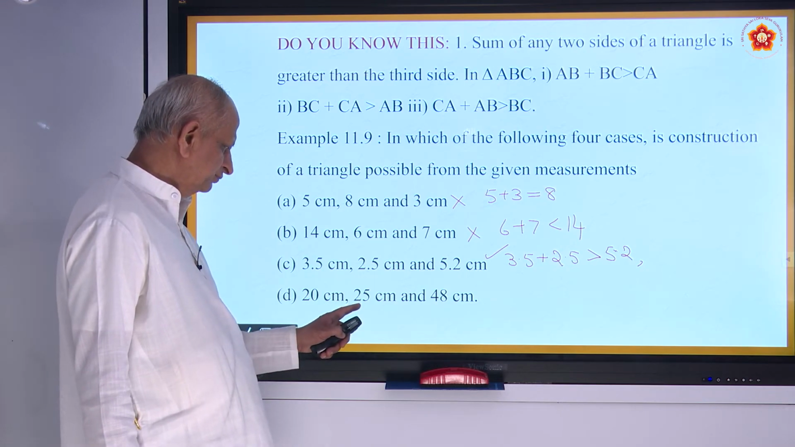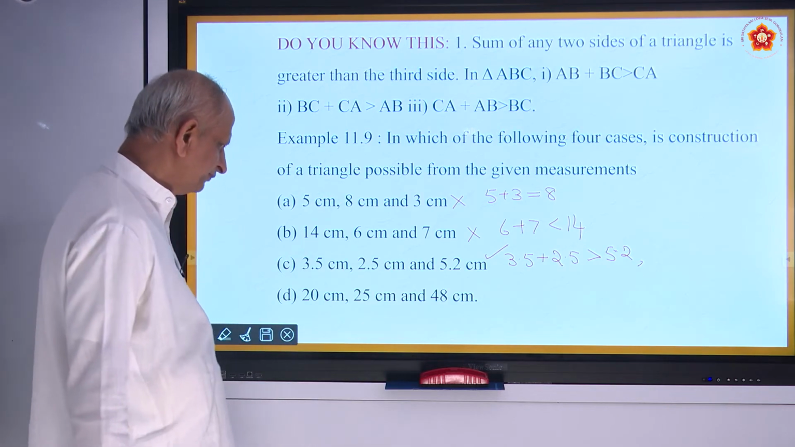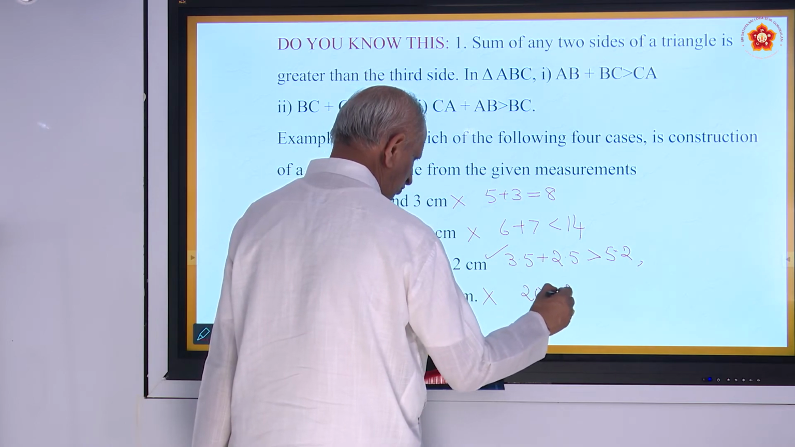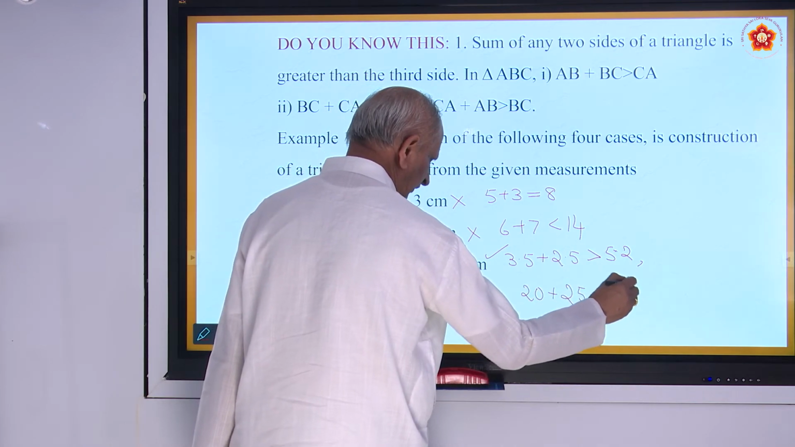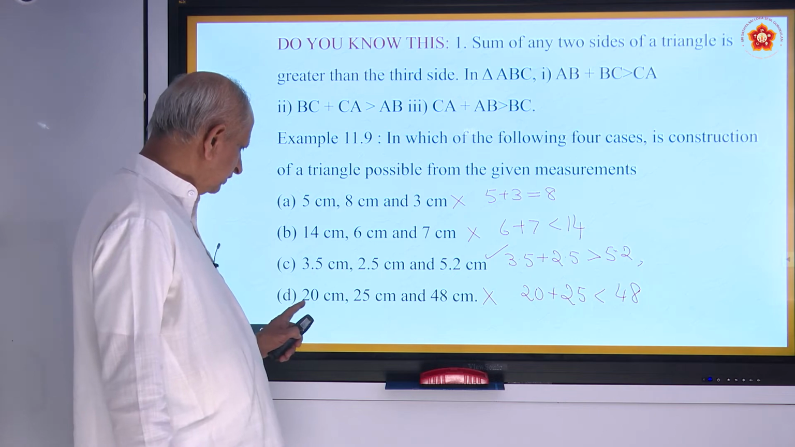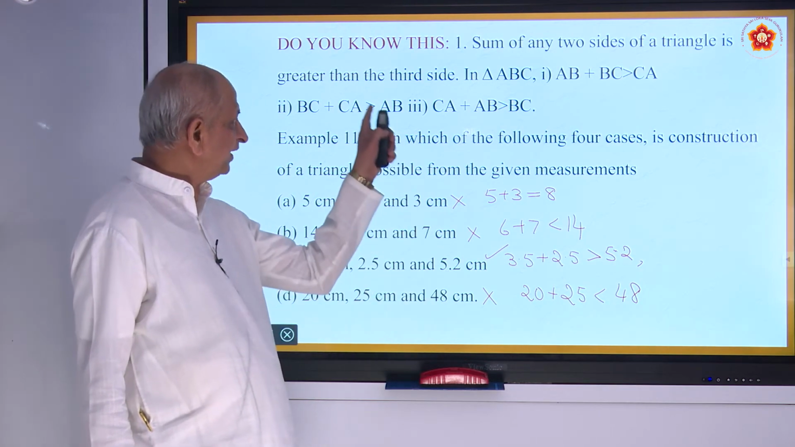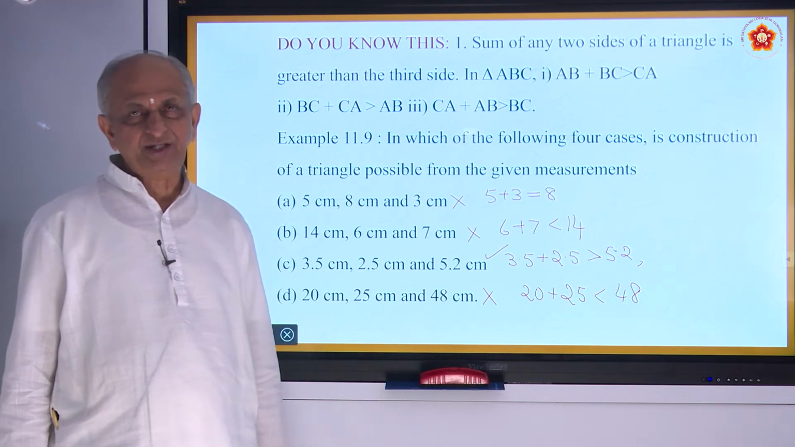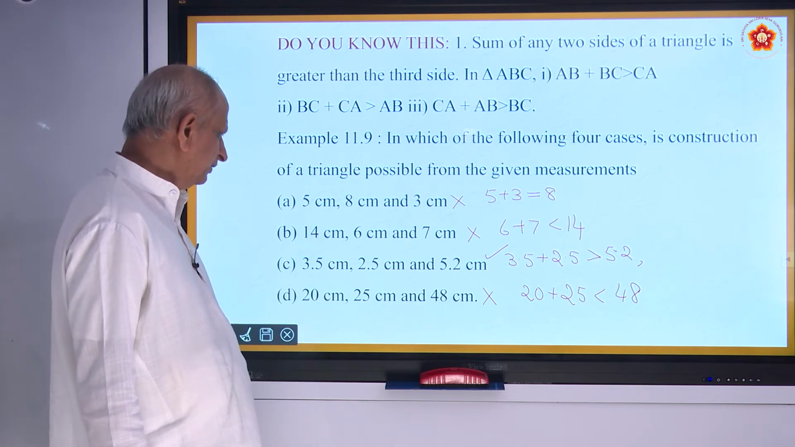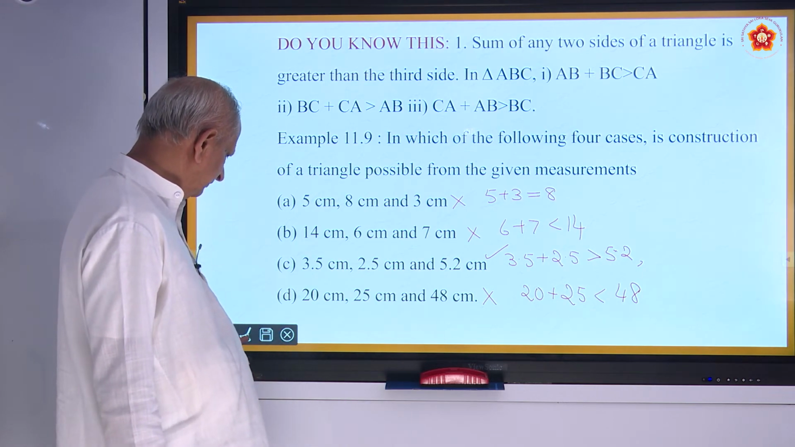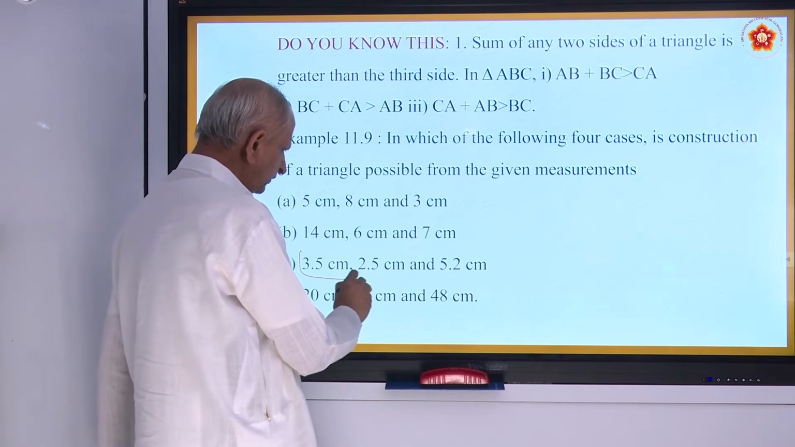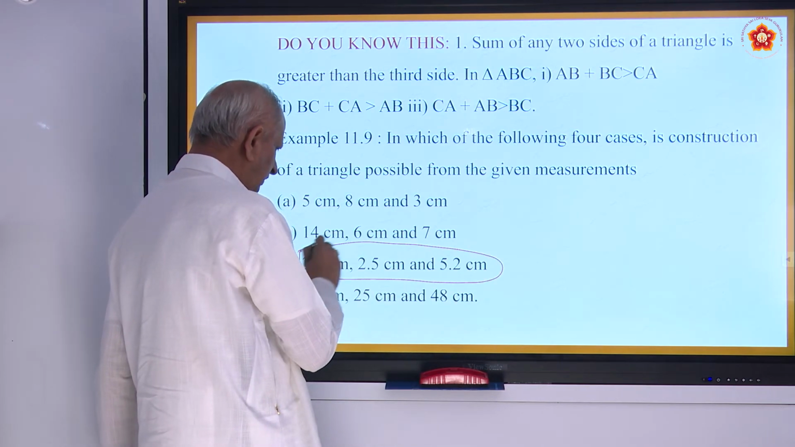20 plus 25, 45, is less than 48. Is it not? So this also is not possible. 20 plus 25 is less than the third side, 48. Any two sides, 25 plus 48 is more than 20, in that case possible, but all three cases should hold good. So in that case only we can draw a triangle. So here the answer is C, which says that only in this case construction of triangle is possible.